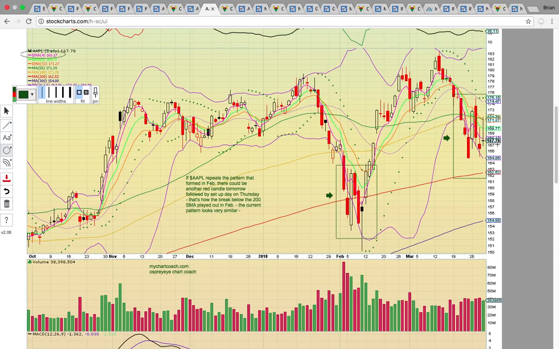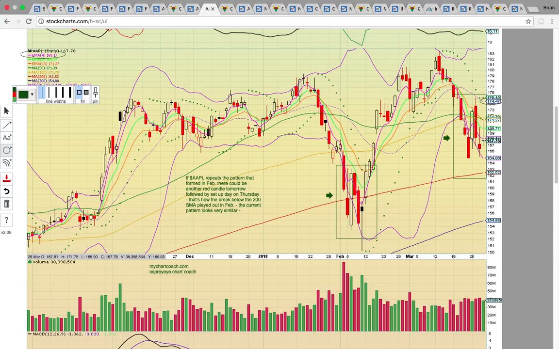So if 168 turns into resistance, you'll notice here where the resistance is, the green and the gold line. That's the 50 and 100-day simple moving average. Basically, that 171 to 172 resistance zone has to get above that level, and then above the middle Bollinger Band up here to get the uptrend going.